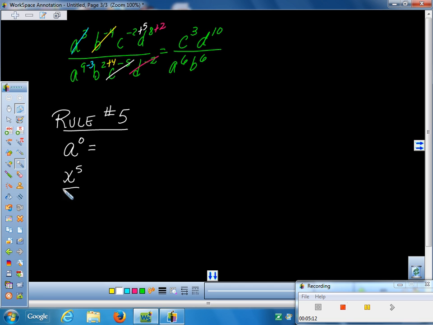Okay, would you all agree x to the 5th over x to the 5th, if I subtract 5 minus 5, I get x to the 0, right? But what do you get when you divide anything by itself? You get 1. Any number divided by itself is 1, isn't it? So therefore, x to the 5th divided by x to the 5th should also equal 1. Therefore, anything to the 0 power is equal to 1. Amazing. So you love to see 0 powers. You get to eliminate the whole thing and just make it become a 1. It's lovely.